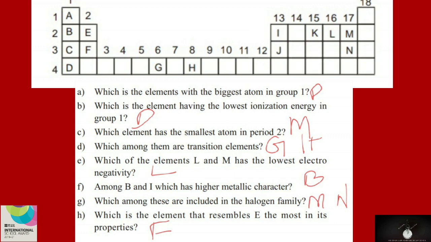Which among these are included in the halogen family? Look at 17th group. M and N are elements which belong to the halogen family. Which is the element that resembles E the most in its properties? Find out where E is. So it belongs to second group. So we have studied in the modern periodic table that all the elements that belong to the same group exhibit similar properties. So what is there beneath E? F is seen beneath E. So F is the element which shows similarities to E.